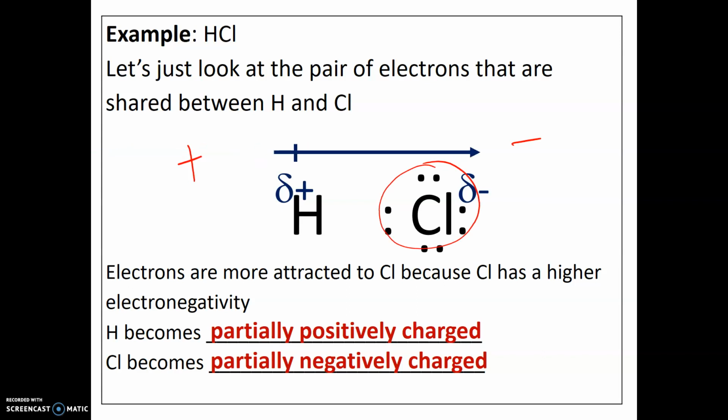This can be shown with our slight positive and slight negative symbols, or you can also show it with the arrow, where the tail is denoting our positive end and the head of the arrow is denoting our negative end. And we have a difference of electronegativity of 3.0 being our chlorine, 2.1 being hydrogen, so we have a difference of 0.9. So we have that difference between 0.3 and 1.6, meaning that this is a polar covalent bond.